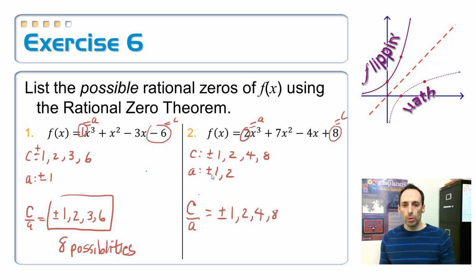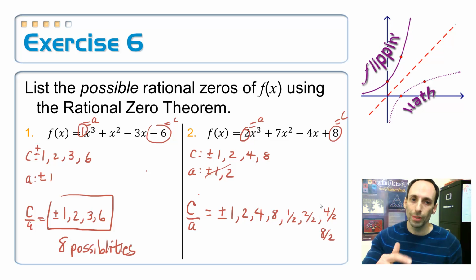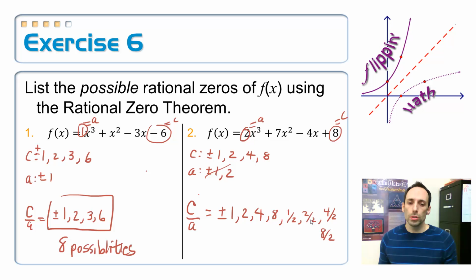Okay, so I've done this one. Now I've got to divide them all by 2. So 1/2, 2 over 2, 4 over 2, and 8 over 2. But some of these are in the list twice. 1/2 is not, but 2 over 2 is the same thing as 1, so get rid of it. 4 over 2 is the same thing as 2. I already have it in the list, get rid of it. 8 over 2 is the same thing as 4, which is already in the list, so get rid of it.